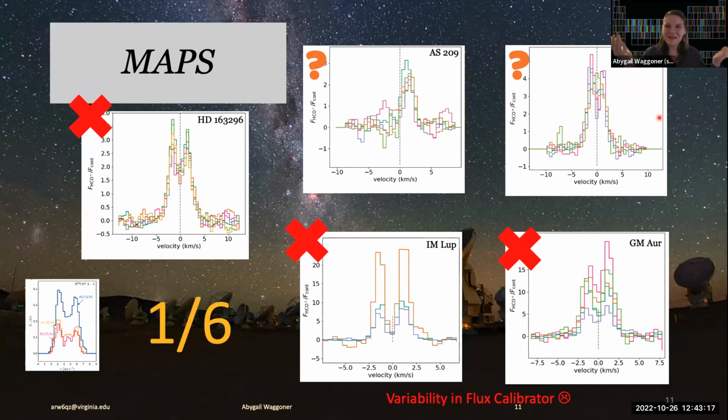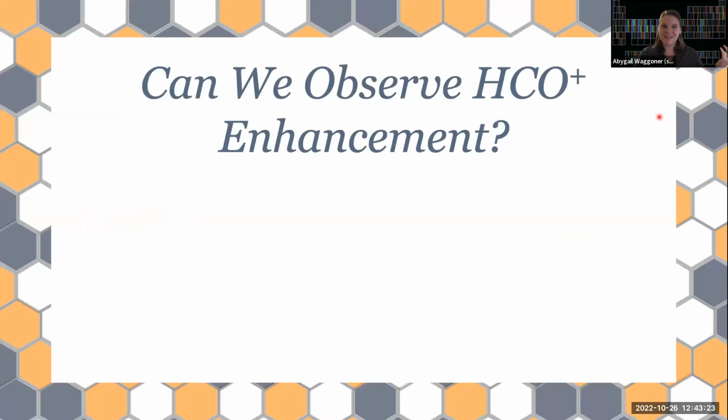So, okay, we know that flares are driving variability, right? But the question now is, with all of this evidence, can we actually observe HCO+ enhancement due to flaring events? And again, yes, in theory. In practice, we're not quite there yet. So a better question to ask is not, can we observe enhancement due to X-ray flares, but how likely are we to observe enhancement due to an X-ray flare?